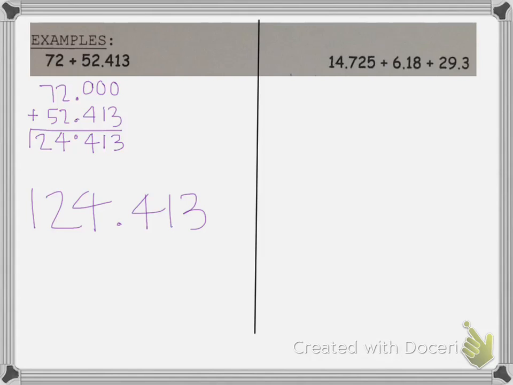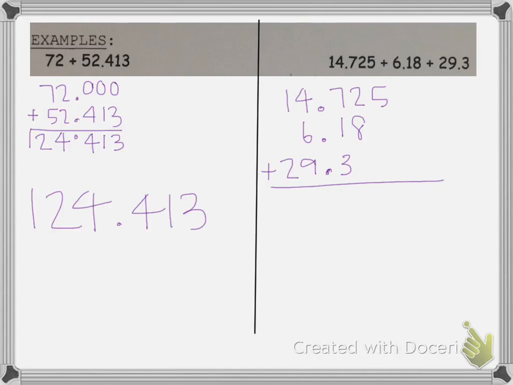Now, in this problem, I actually have 3 numbers I'm adding, but I'm not going to do anything different really. I'm still going to line the decimals up, so 14 and 725 thousandths, 6 and 18 hundredths, and 29 and 3 tenths.